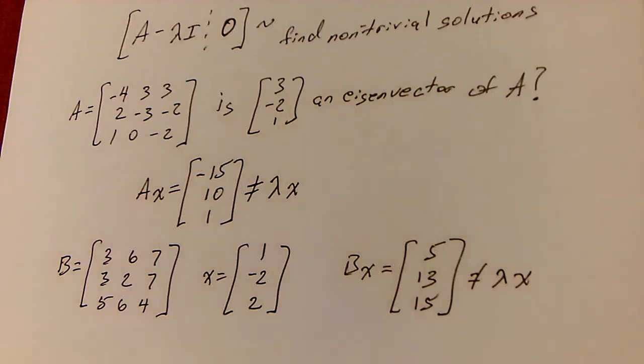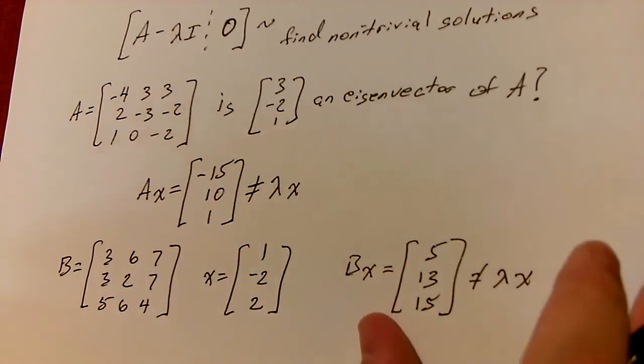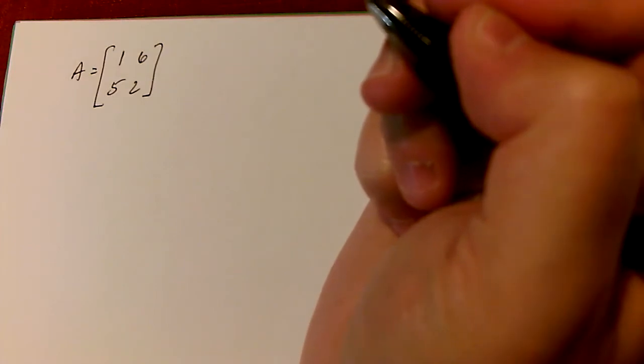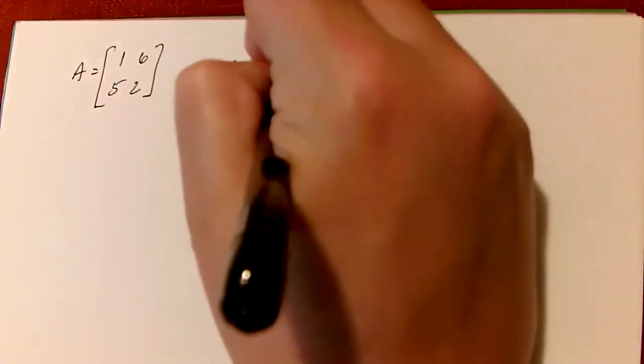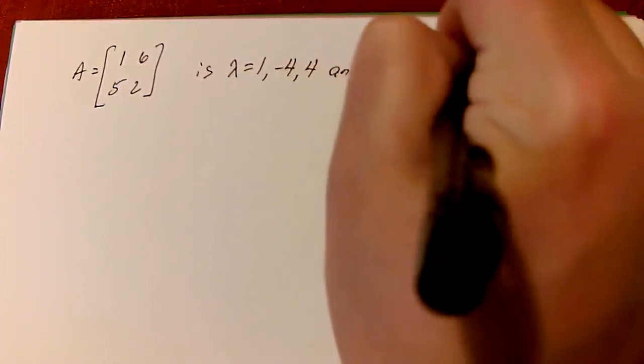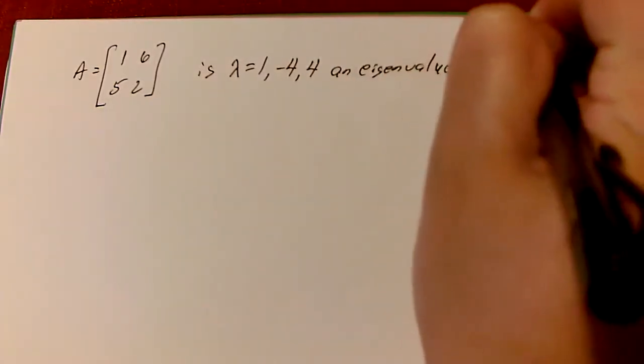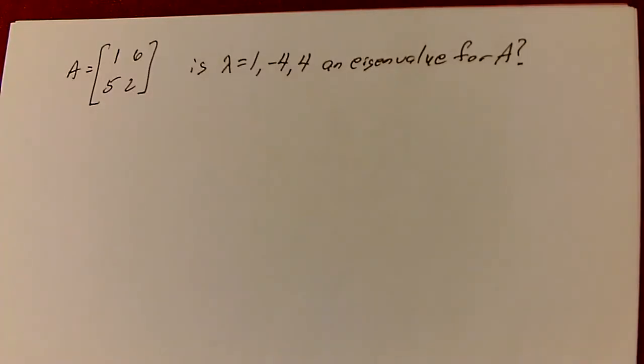All right, so at this point, I've given you vectors and said, are they eigenvectors? Well, we also want to look at it the other way. What if I give you a matrix and say, is this an eigenvalue? So I'm going to have a matrix A, and my matrix A is going to be 1, 6, 5, 2. Is lambda equals 1, negative 4, or positive 4 an eigenvalue for A? And if it is an eigenvalue, we want to find its eigenvectors.